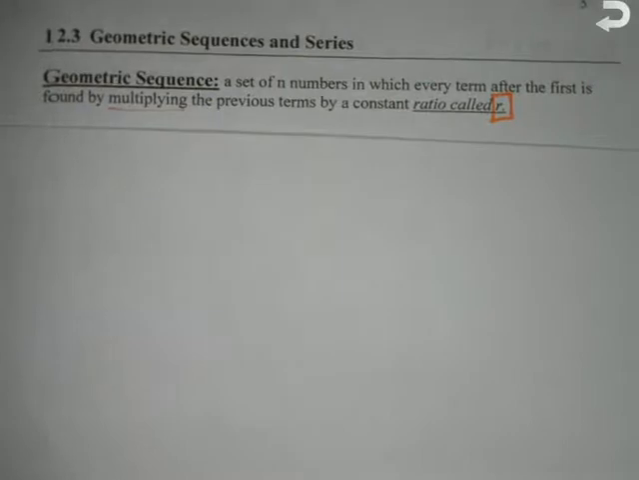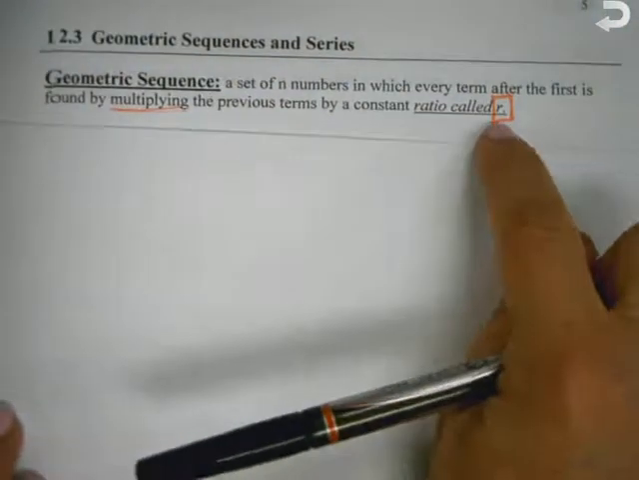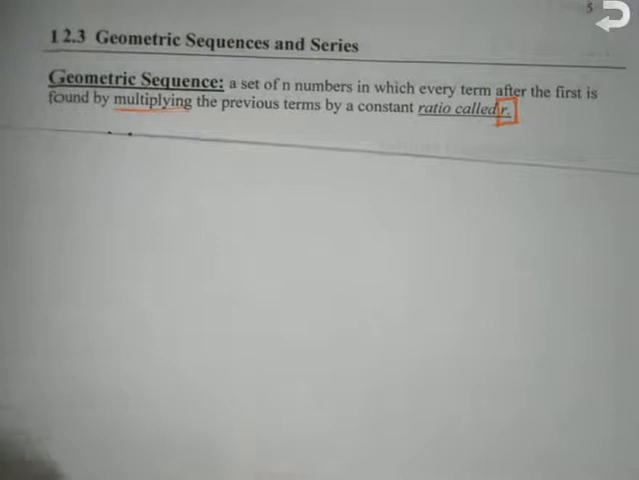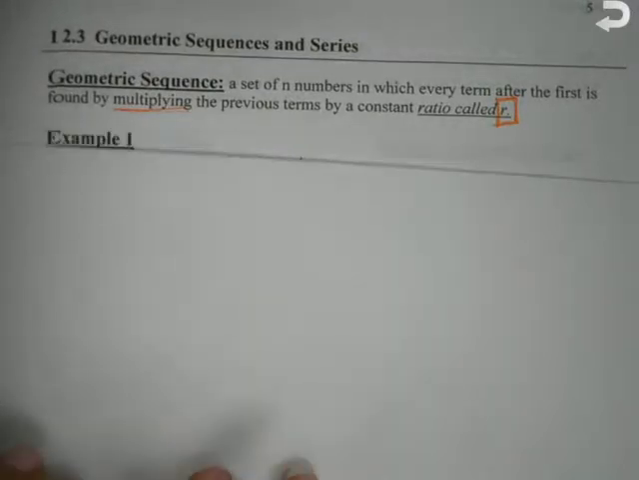For arithmetic, we had the constant difference, which is D. For geometric, because we're multiplying, it's a ratio called R. But it's the same idea. The previous term is being multiplied by the same number each time to get the next term.